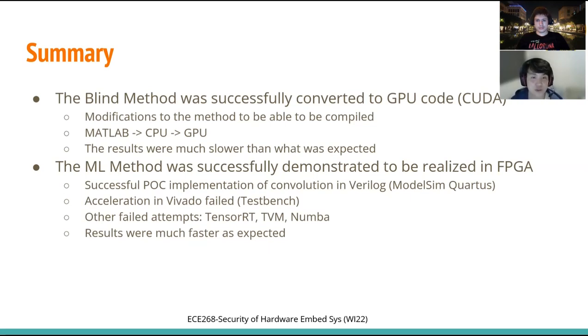Other failed attempts include TensorRT. This was due to it prioritizing edge devices. TVM was a little too complex, and there weren't too many NumPy operations to be optimized in Numba. The results were much faster than expected, around a 3,000 times increase.